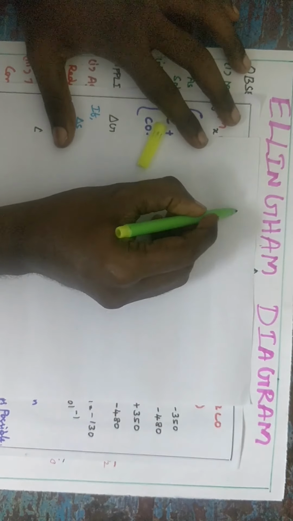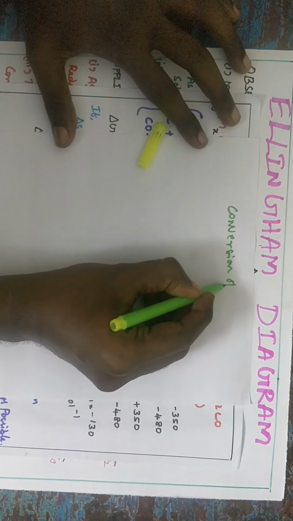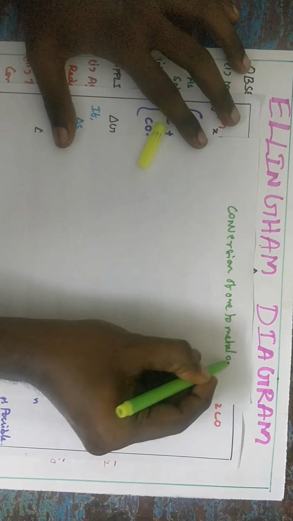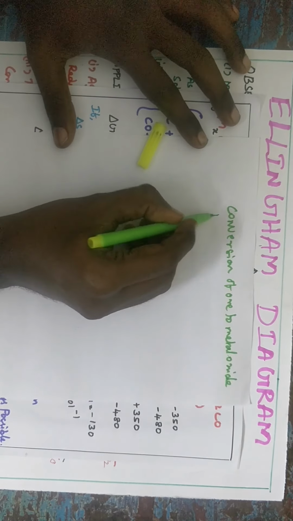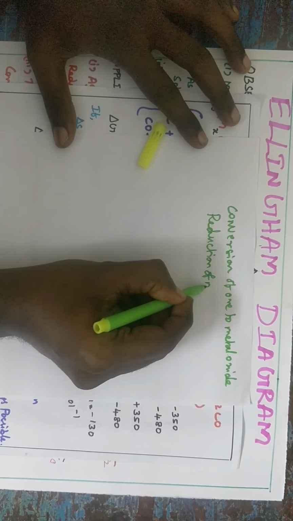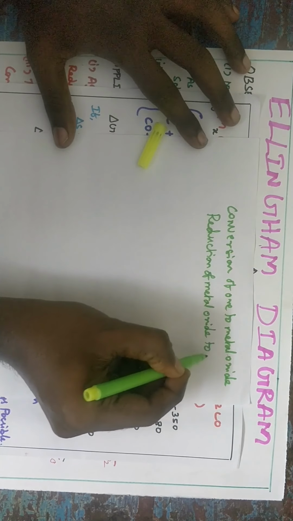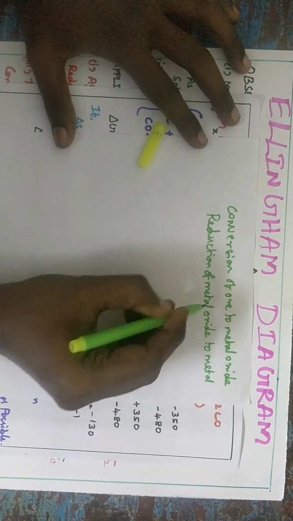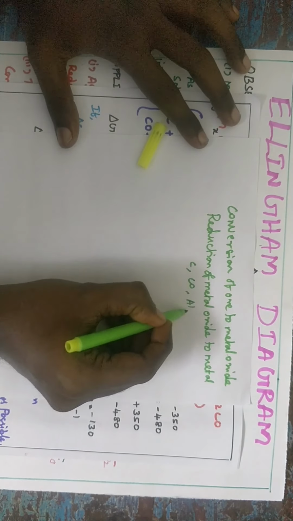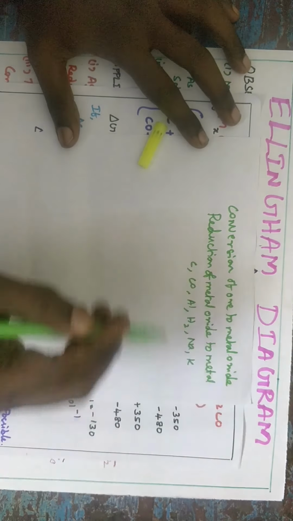Second step, extraction of crude metal. It takes place in two steps. First step is conversion of ore to metal oxide. Second step is reduction of metal oxide to metal. In this second step we use several reducing agents such as coke, carbon monoxide, aluminum, hydrogen, sodium, potassium, etc.